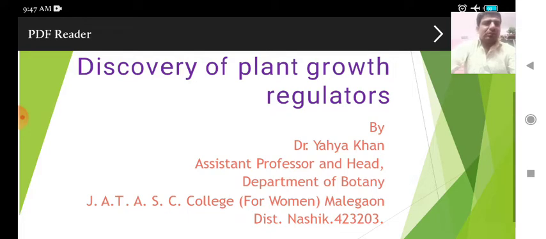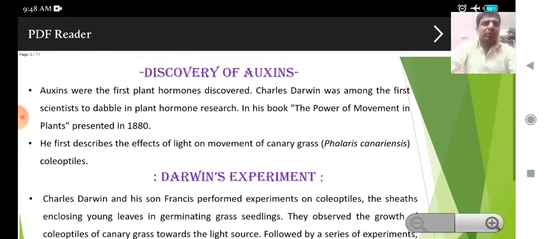Auxin is the first hormone that is discovered as a part of the growth. The meaning of auxin itself is to grow. So for that reason, we are going to study in which way the discovery took place, or by which way the identification of the plant growth regulators took place. Let's see the discovery of auxin.